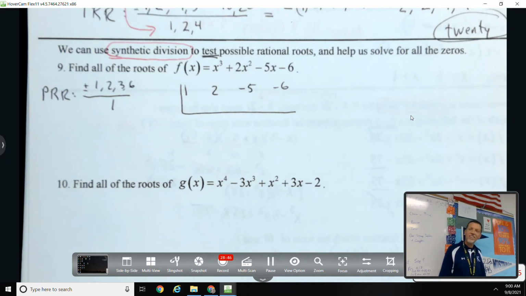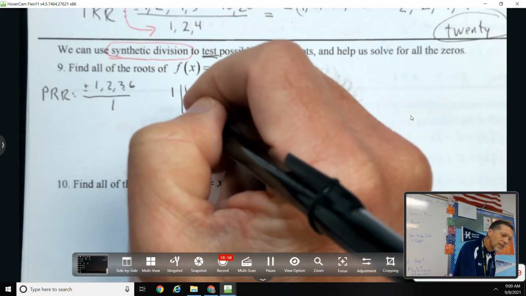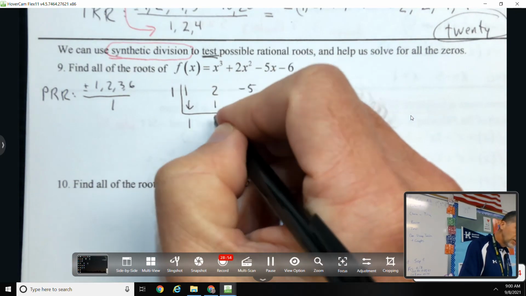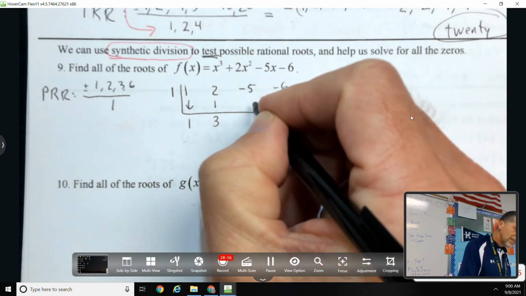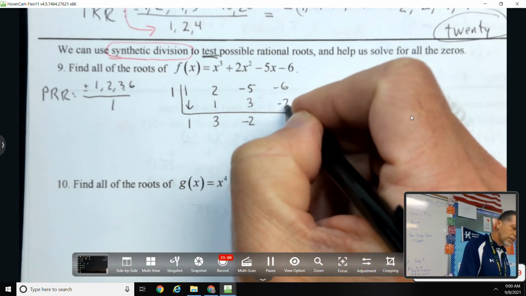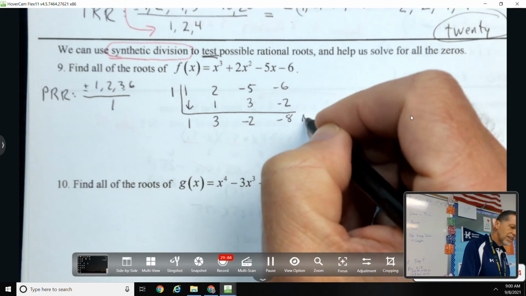All right, let's try 1. Copy down the 1. Multiply, add, multiply, add, multiply, add. It's not 0, so that's a no.